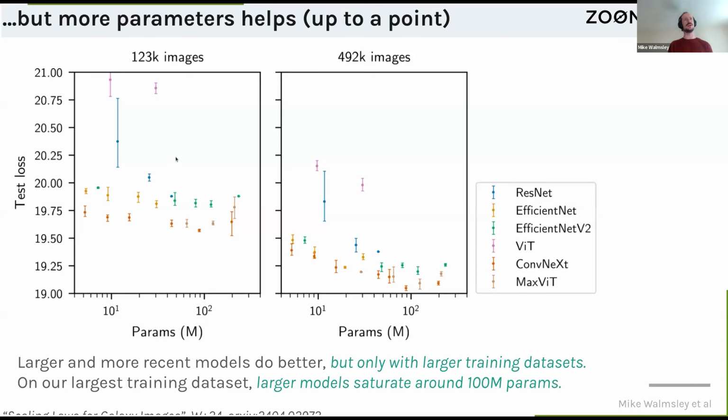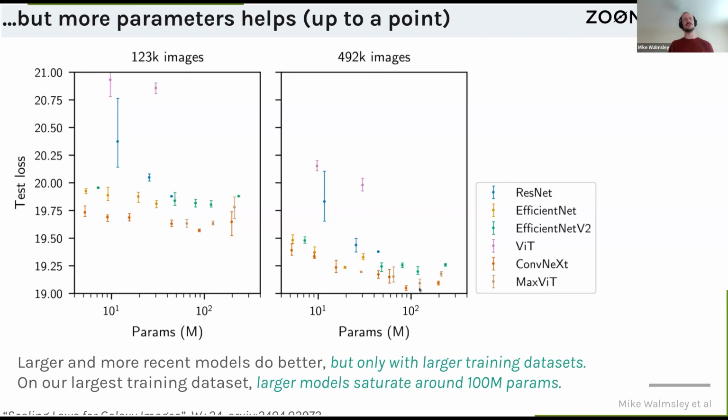This left column is showing if I use a quarter of my labeled images, about 120,000. In the right panel, I'm showing if I use the full labeled data set, about 500,000 for training. Each color is a different family of architectures, and the x-axis is how big the model is. So you can see that when I use the smaller labeled data set, making my models bigger doesn't particularly help. My loss is kind of the same as the models get bigger.